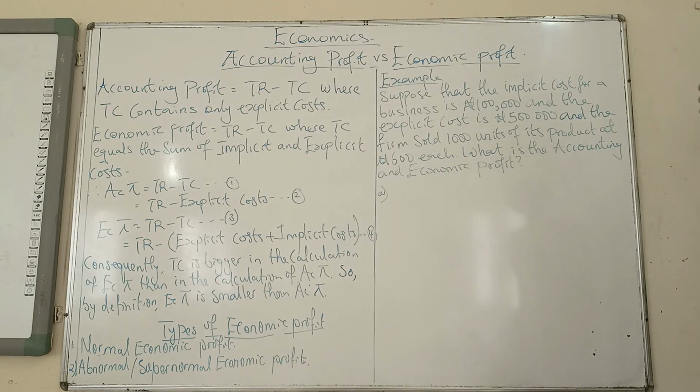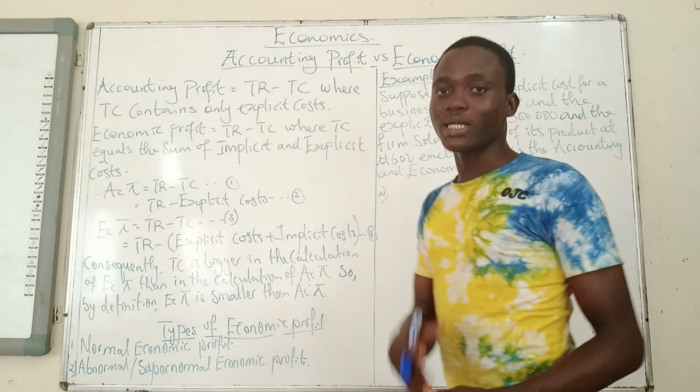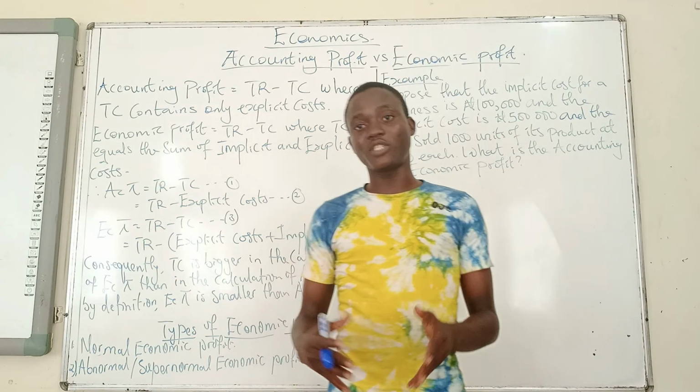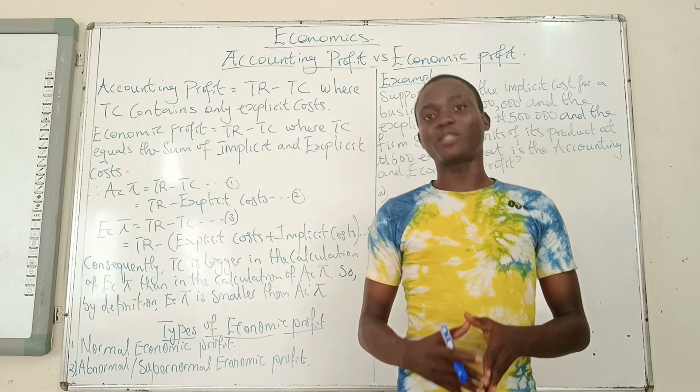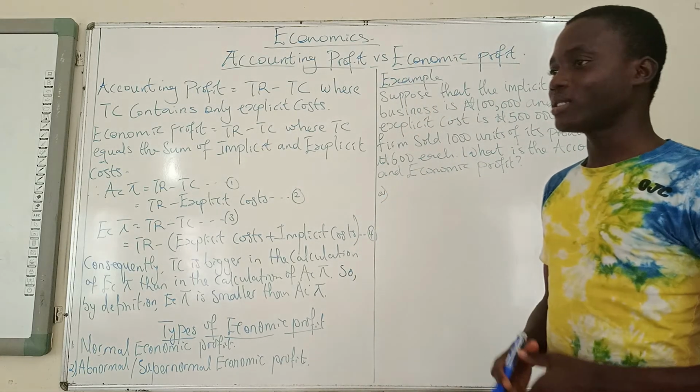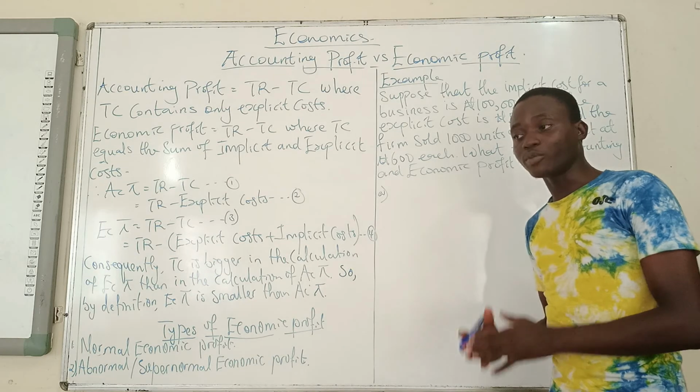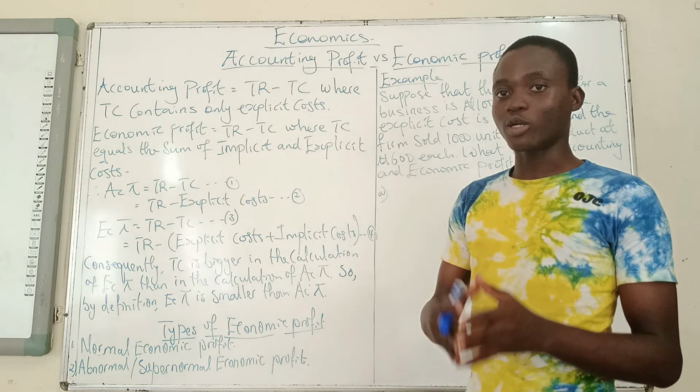Today we're talking about accounting profit versus economic profit. There are different ways accountants and economists see profit making, and that is the subject of this particular class. How does an accountant record profit, and how does an economist record profit?